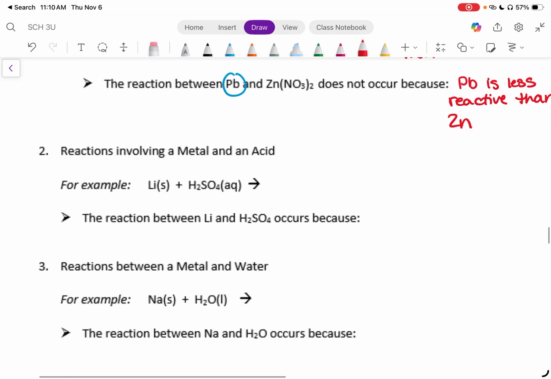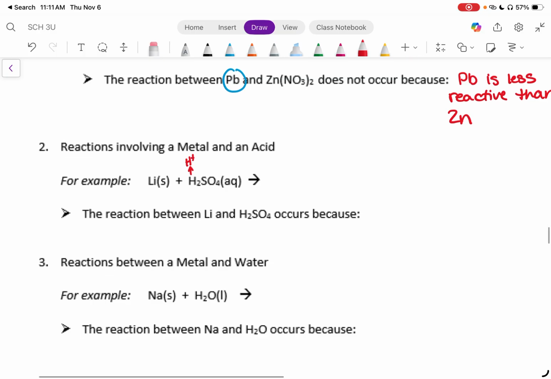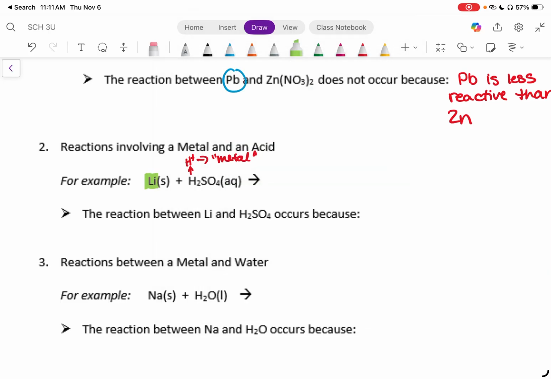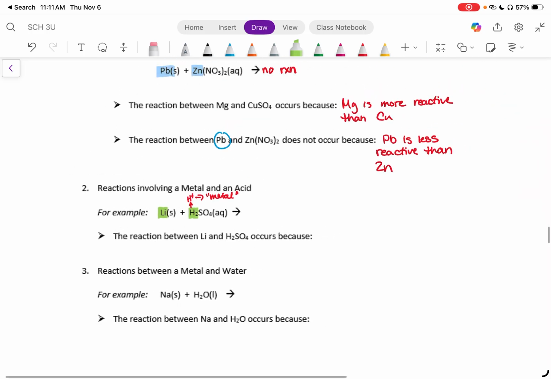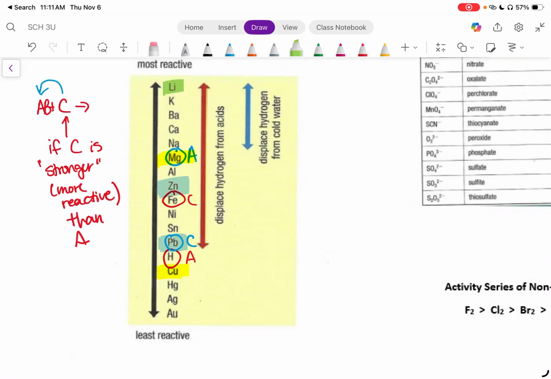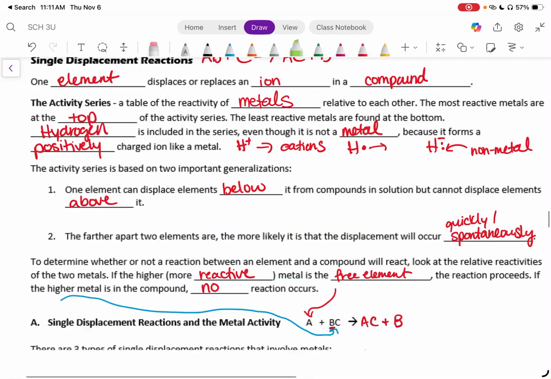Our second type is reactions that involve a metal and an acid. Okay, remember when I have the acid, this is going to carry my plus charge, and this is going to be acting as my metal. So now when I take a look at the activity series, I'll use a different color because I've already used blue. Let's do green. I'm going to compare lithium with hydrogen. So when I go and take a look, lithium's way at the top, very reactive, and my hydrogen is down here. So my lithium is stronger, is more reactive than my hydrogen, therefore the reaction will occur.